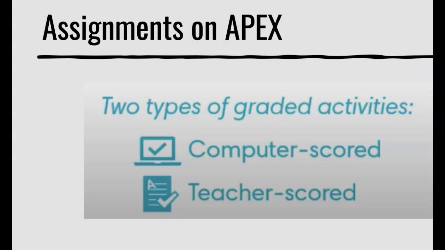Again, highlighting assignments on Apex. There are 2 types of graded assignments. Computer scored are the multiple choice or fill in the blank ones, where you type in the answer right there, and they get scored instantaneously. Then you have teacher scored, where you might have to type on a Google Doc or write something and upload a PDF using the message capability. You'd send a message to your teacher, click that it is for homework, and tell her what it is and what it's for.